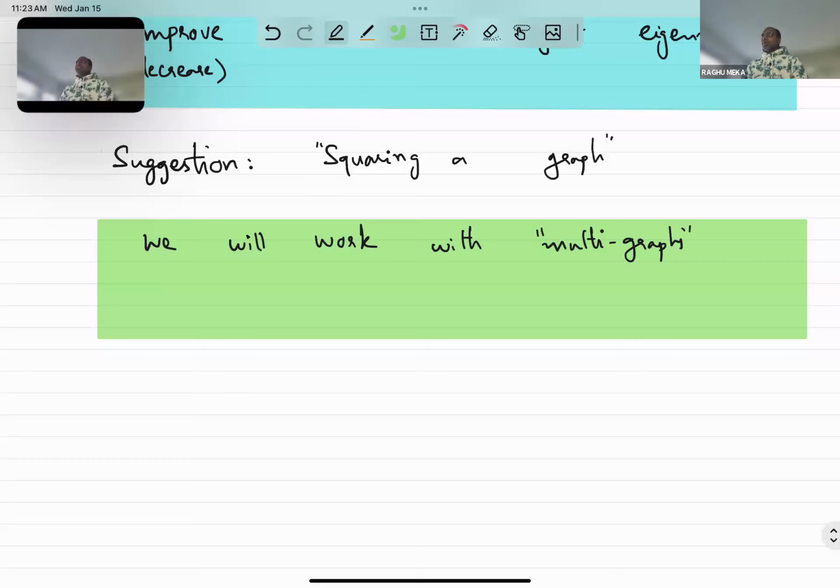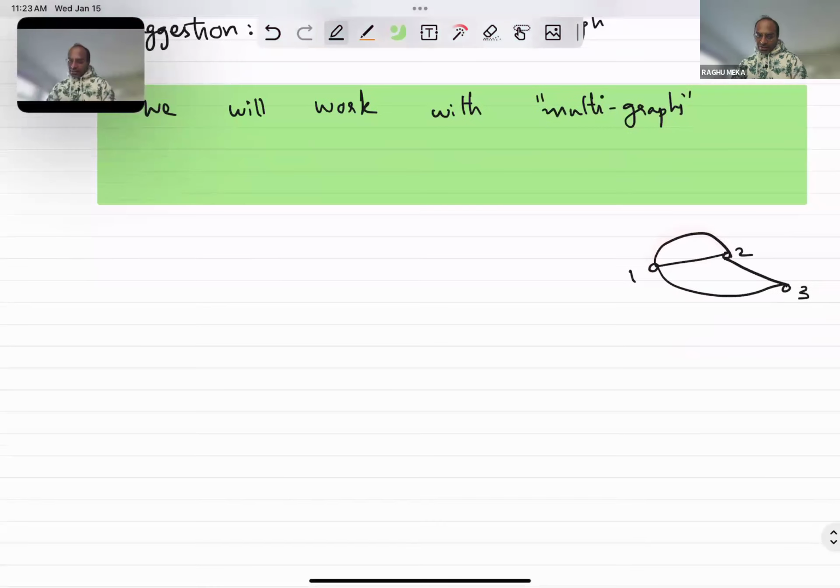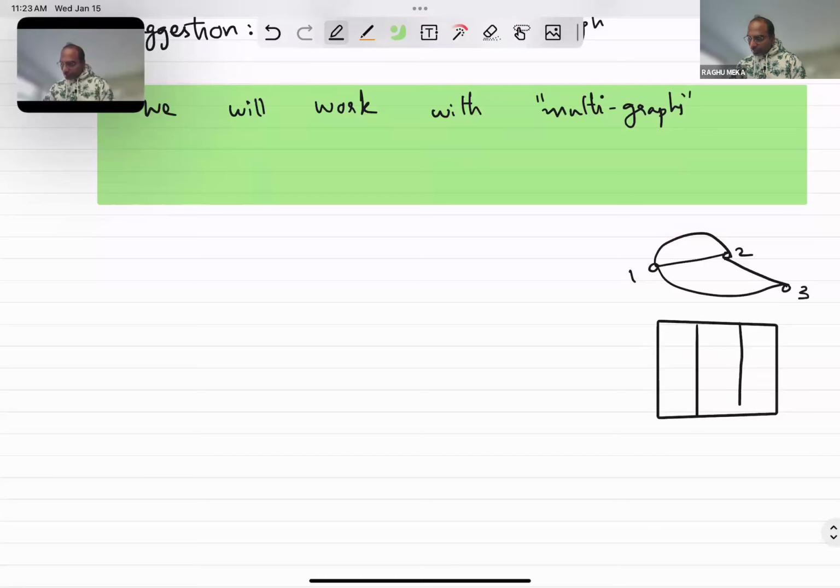Multigraph just means that I might have multiple edges between the same 2 vertices. Here I have 2 edges between 1 and 2. So what would the adjacency matrix look like here? It's 0, 2, 1, 2, 0, 1, 1, 1. And everything we've discussed goes through without any change.